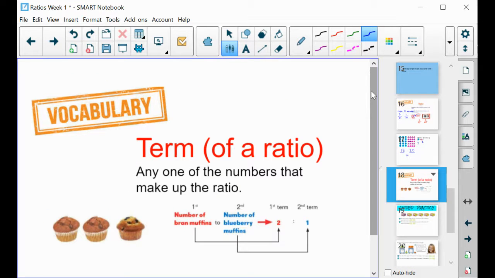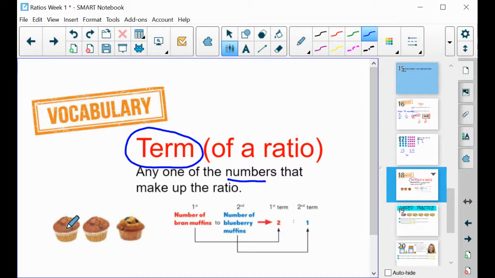This you've heard me say a couple times, which is term. Okay, you might kind of hear this as a multiple meaning word. Term might be like how long you do something for. But with ratios, a term is the things that you are comparing or any one of the two numbers that make up the ratio.